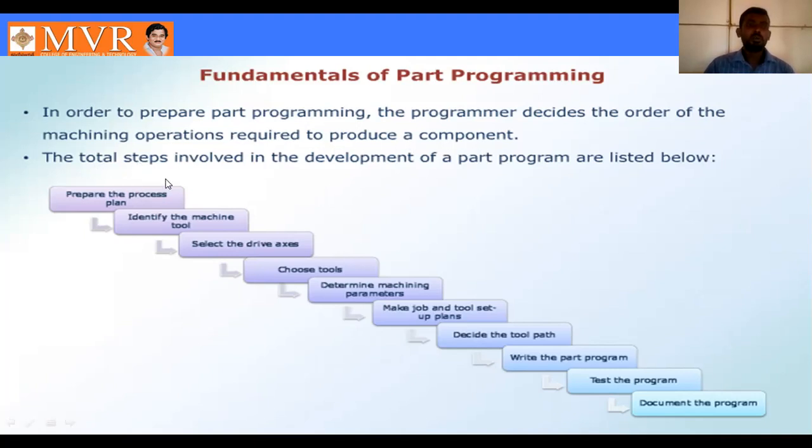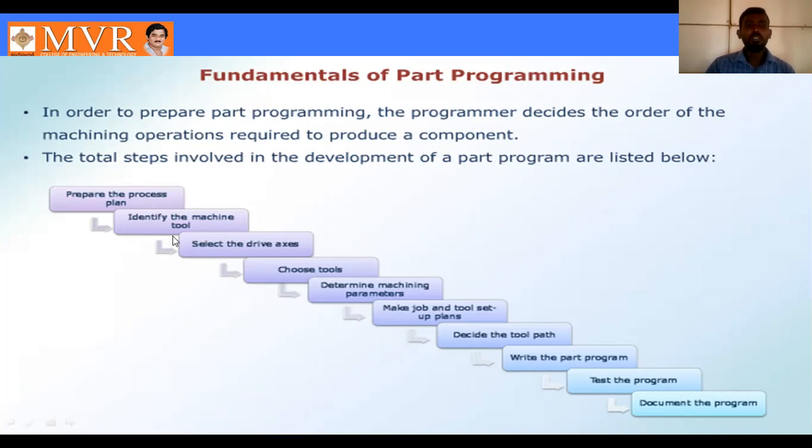Next, the total steps involved in the development of the part program are listed below. How can we develop the path program? See here, the first one is to prepare the process plan. The second one is to identify the machine tool.